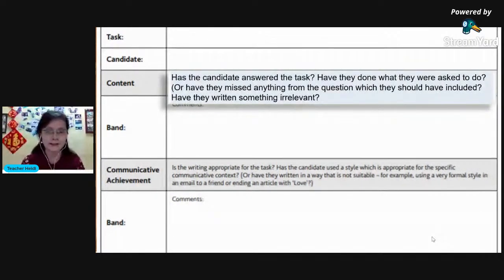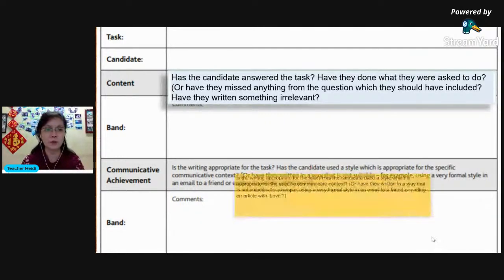Has the candidate answered the task? Have they done what they were asked to do? Or have they missed anything from the question which they should have included? Have they written something irrelevant? Teacher will use this checklist to assess my students, so I think it is a good idea that you use this as a checklist to check yourself as well.